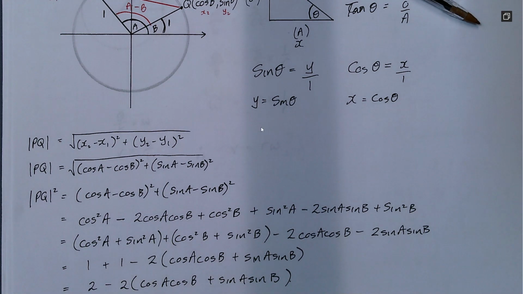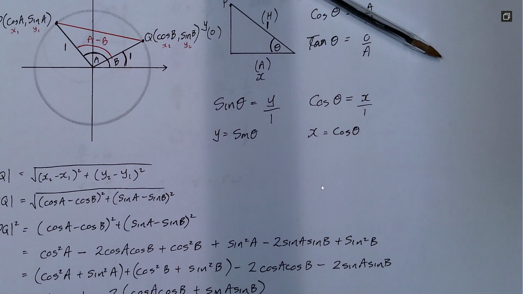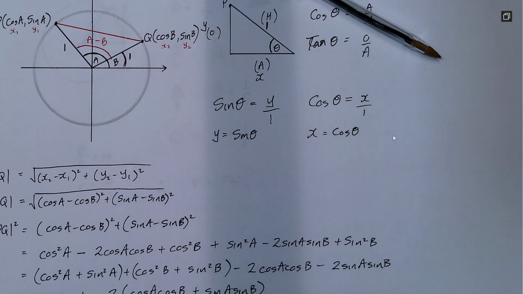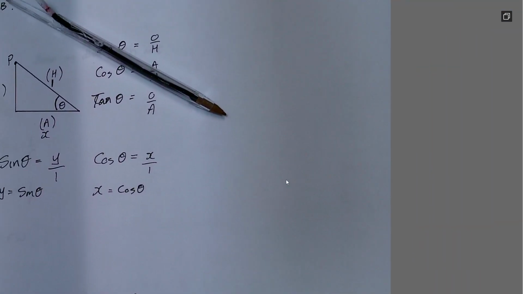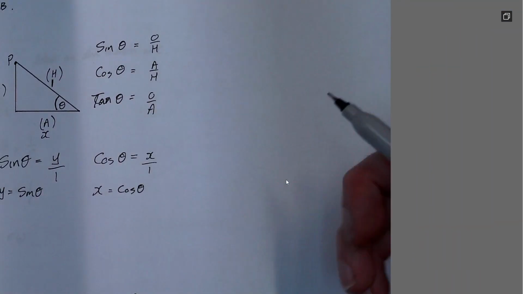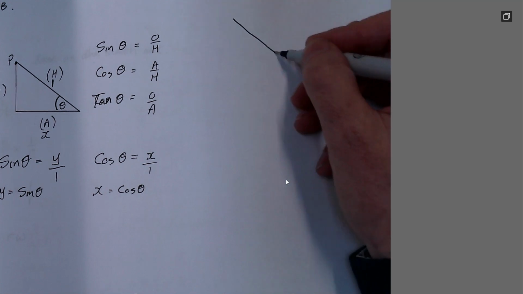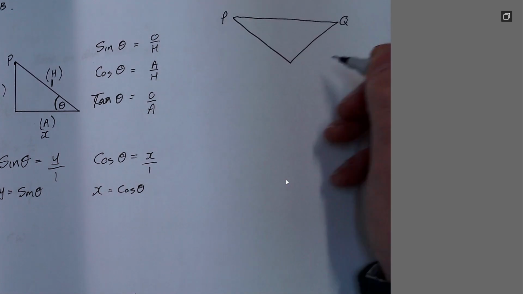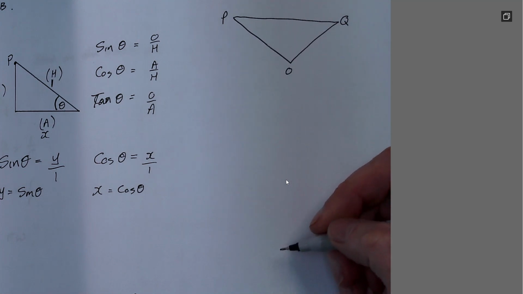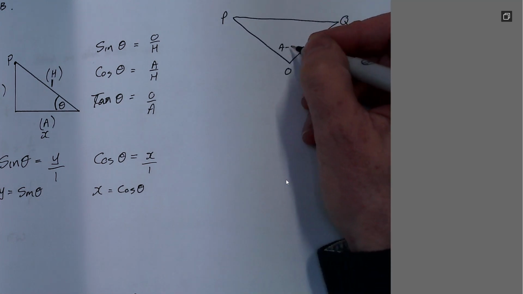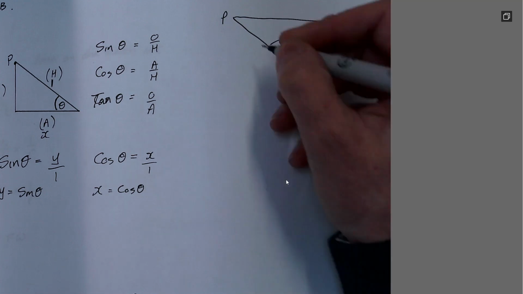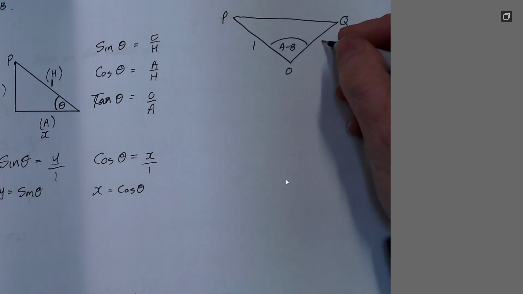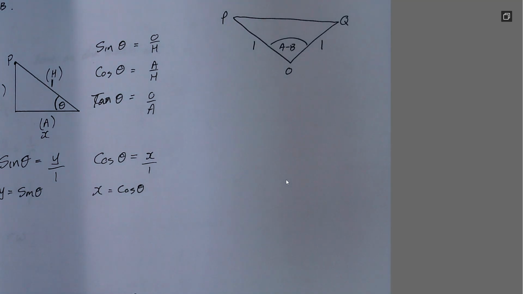Now we go to the diagram. Let's sketch the triangle. So we draw a triangle, with points P, Q and O. The angle between them is A minus B, and the two sides are each 1, since they are radii of the unit circle.